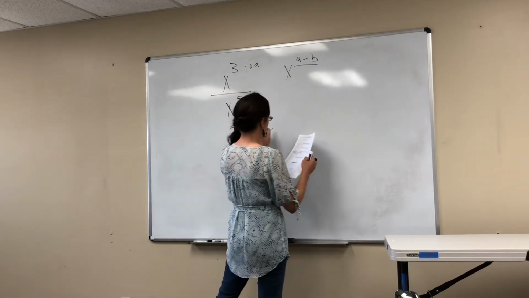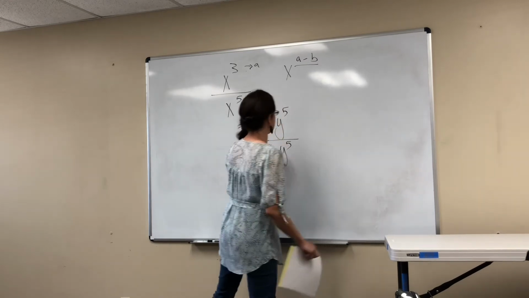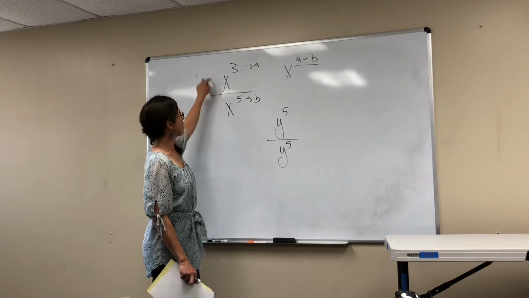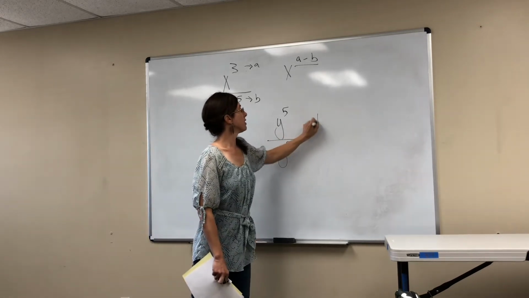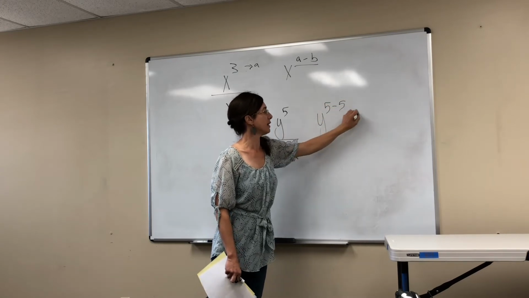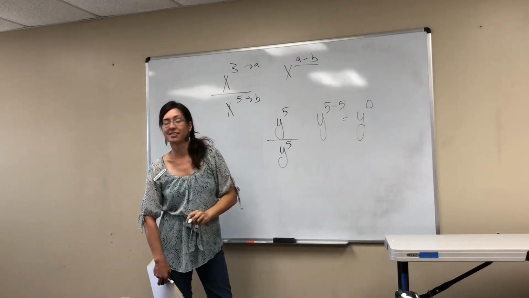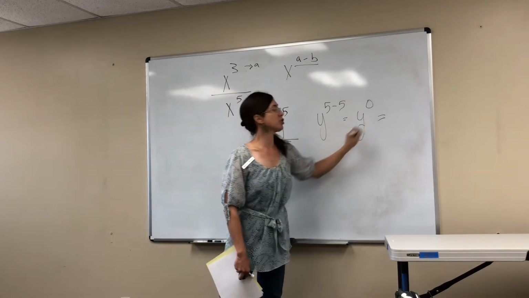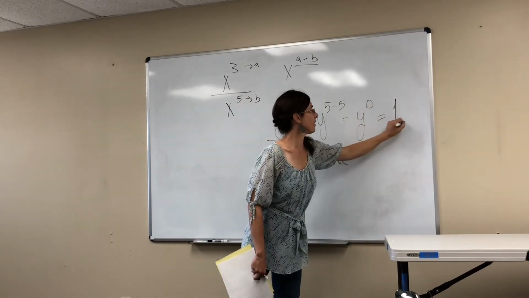Okay, also, if we have y to the 5th over y to the 5th, what rule are we working in? Our division rule, correct? This says I have y to the 5 minus 5, which gives me y to the 0. Is my answer 0? No. The answer is 1. Okay?